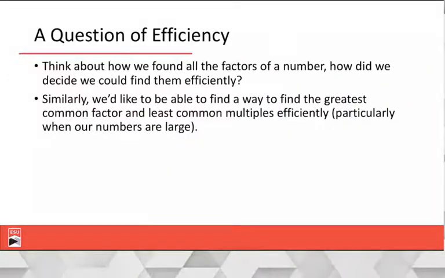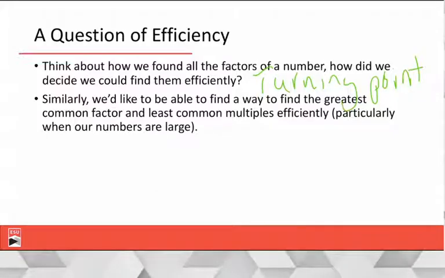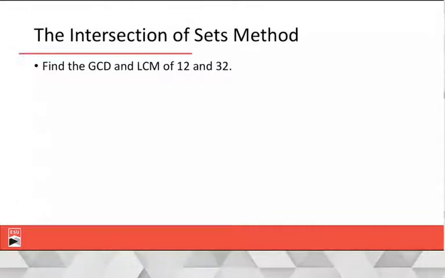So, how we found all the factors. How did we decide that we could find them efficiently? Well, in Tyrese's example, we saw that as soon as we found that turning point, we could stop. And similarly, we'd like to find a way to find the GCF and LCM efficiently, particularly when we're working with really big numbers. So, yes, 12 and 32, not the largest numbers, but let's write all of their factors.